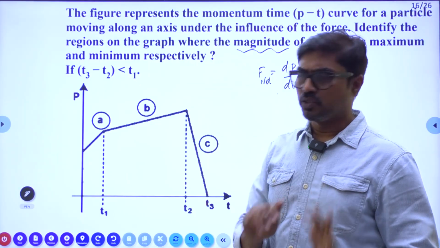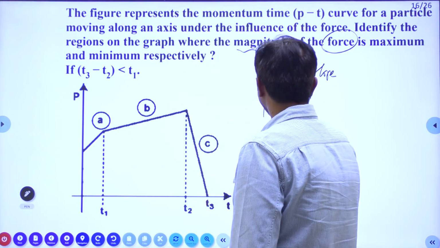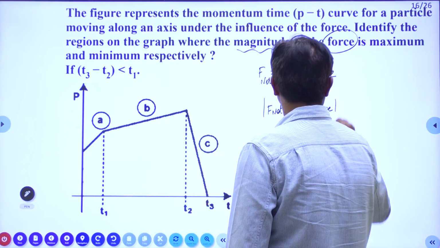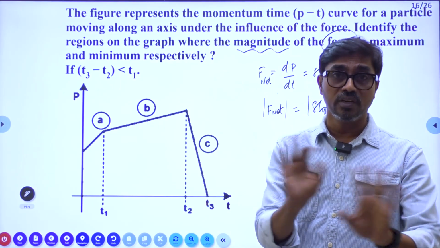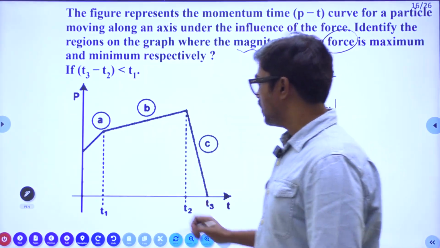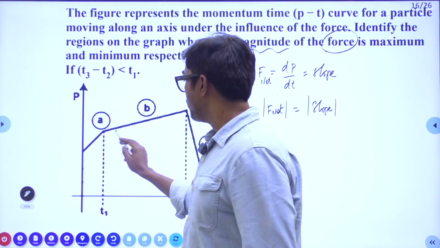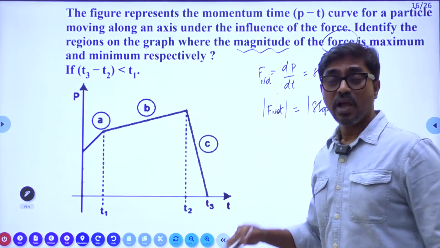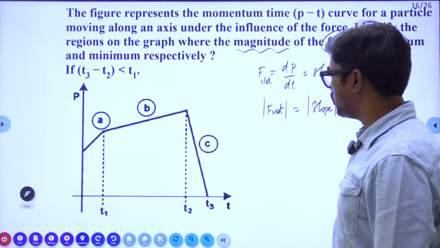They are asking only magnitude. So magnitude of force, when you talk about, it is going to be just the magnitude of slope. Alright, we don't have to worry about whether it is positive slope or negative slope. Only magnitude we are talking about. You see the first graph has got positive slope. This is also positive slope, but this is having negative slope there. I don't care, just take the magnitude. Only magnitude we are looking at.